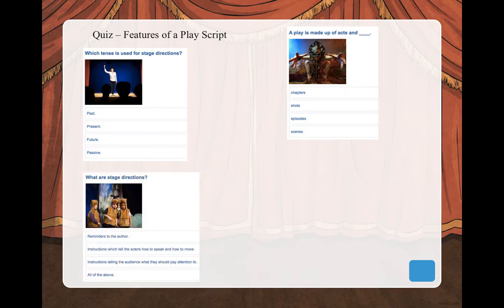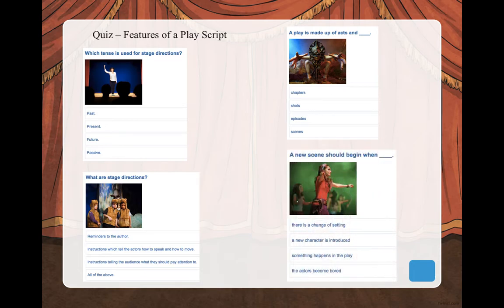Number 3, what are stage directions? Is it 1, reminders to the author, or 2, instructions which tell the actors how to speak and how to move, or 3, instructions telling the audience what they should pay attention to, and last of all, number 4, all of the above. A new scene should begin when? Is it number 1, there is a change of setting, 2, a new character is introduced, 3, something happens in the play, or 4, the actors become bored?